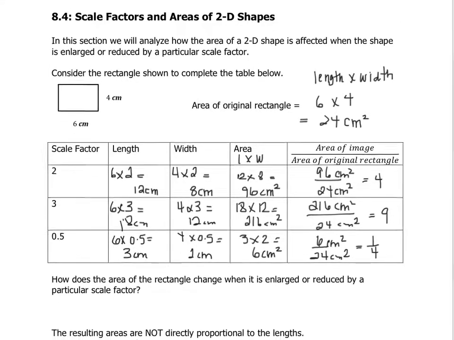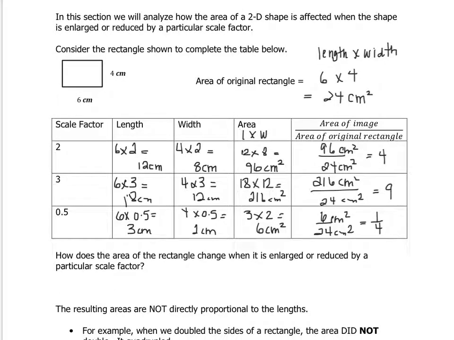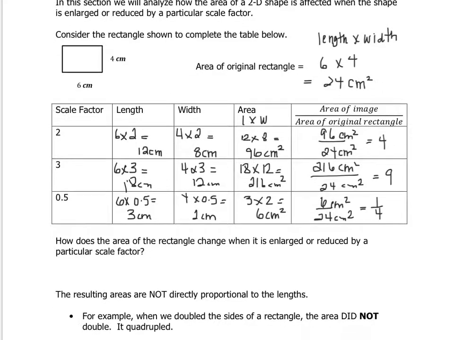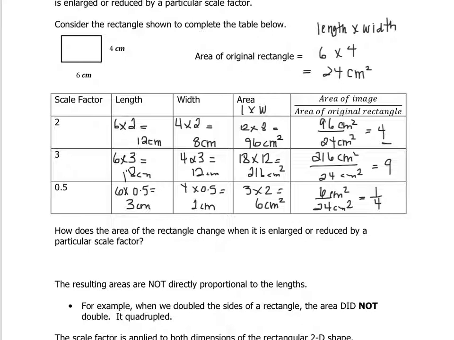So if we look at each of these ratios of area of image over area of rectangle, you should notice that it's connected to your scale factor. Compare that ratio of area of image over area of original to the scale factor. Notice that 4 is actually 2 squared, and that 9 is actually the scale factor of 3 squared, and 1/4 is actually the scale factor of 1/2 squared. Half is the same as 0.5.